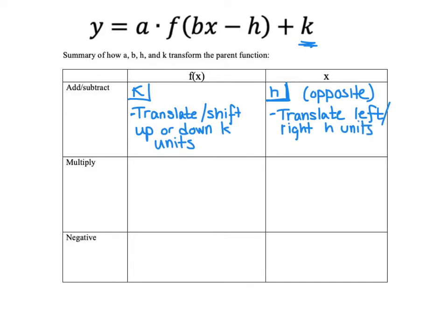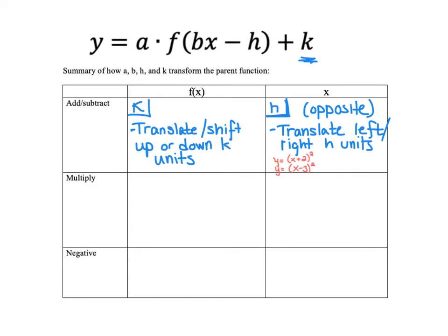But because there is a minus sign in here, you should have seen in the Desmos activity that if you had something like x plus 2, it's actually going to move your graph to the left, meaning if you had y equals (x plus 2) quantity squared, this would move a quadratic function left 2 units. So a little counterintuitive, whereas if it's (x minus 3) quantity squared, this actually moves it to the right 3 units.